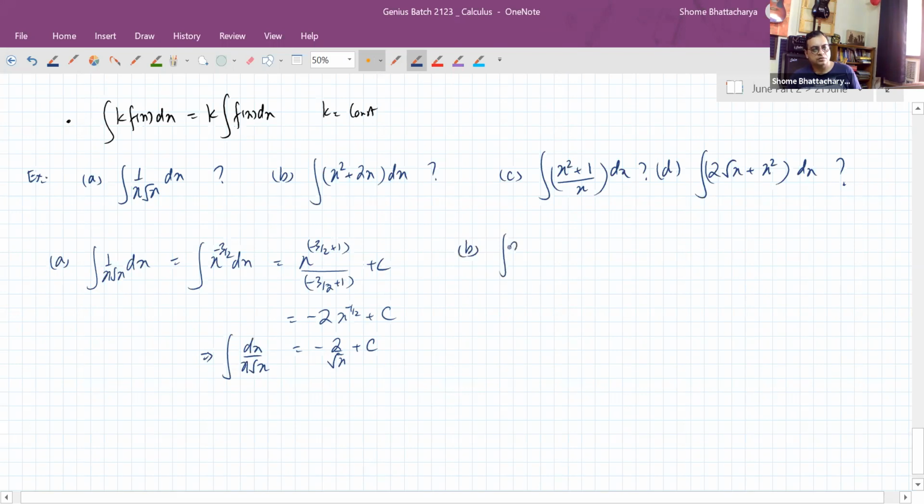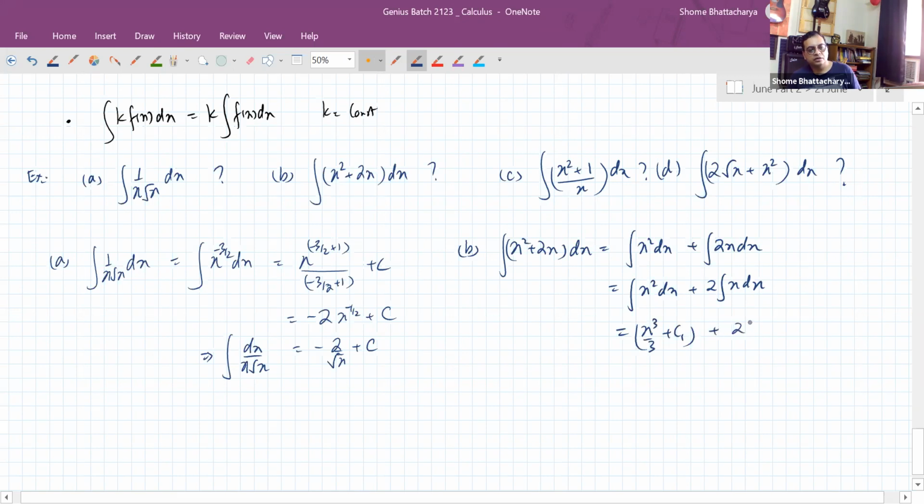Similarly, the second one, you can first separate it out as this. You can bring this constant out. This is the step I was talking about. We can write two individual constants here.